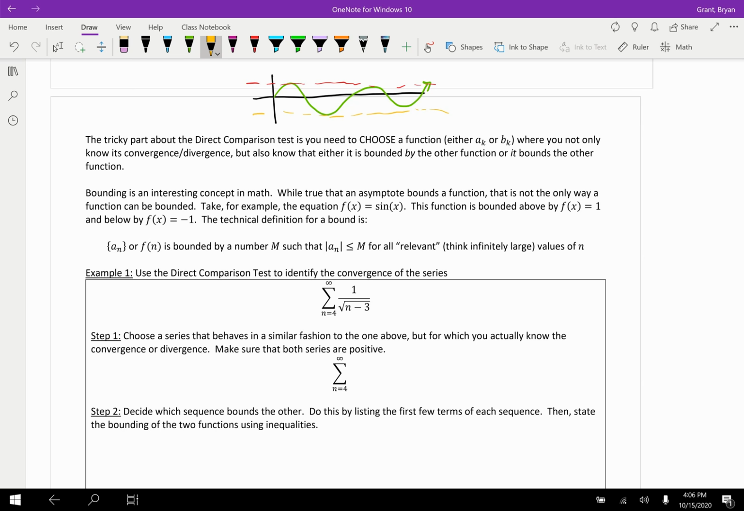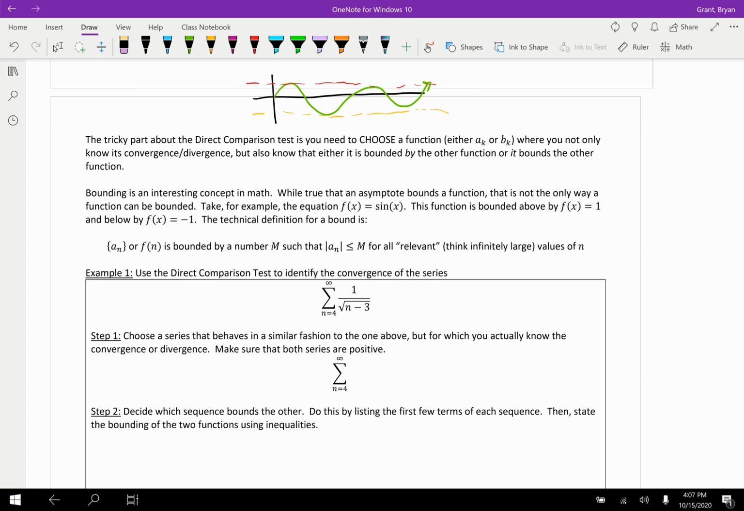It's just bounded. It's squished between. It can't escape the values of 1 and negative 1. Now, the technical definition for a bound is that a sequence or a function is bounded by some number m. They usually use m for maximum, I think, is pretty commonly understood why they use m here, such that the absolute value of every term is less than or equal to m for all relevant values.